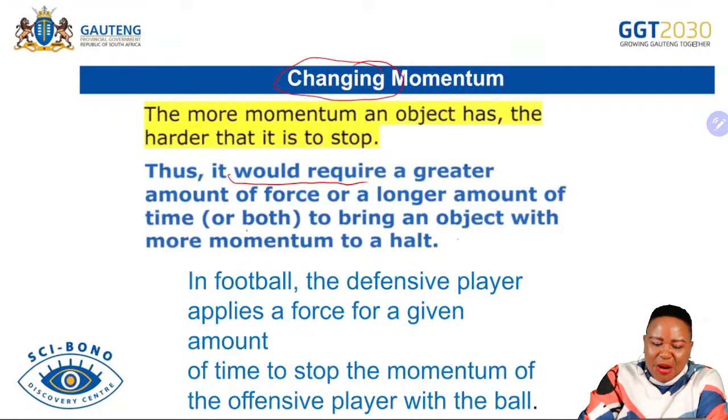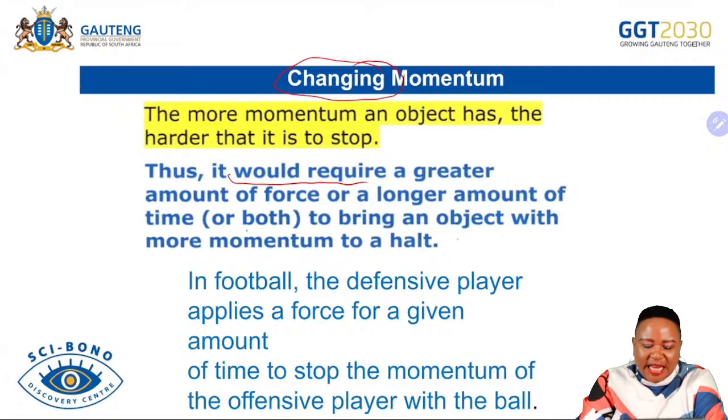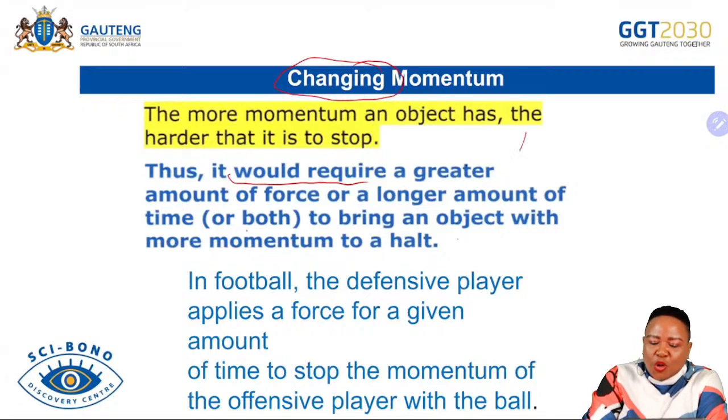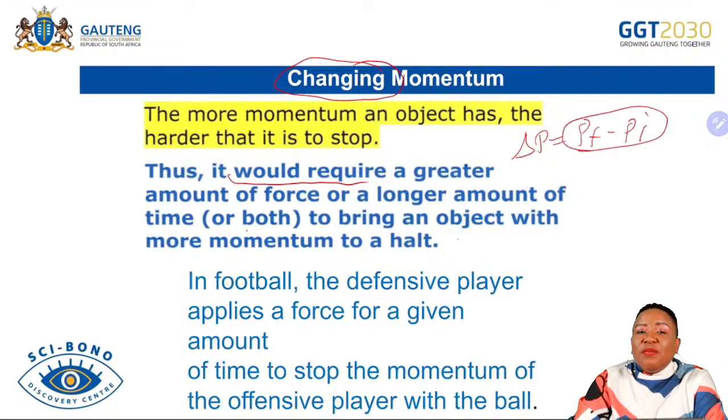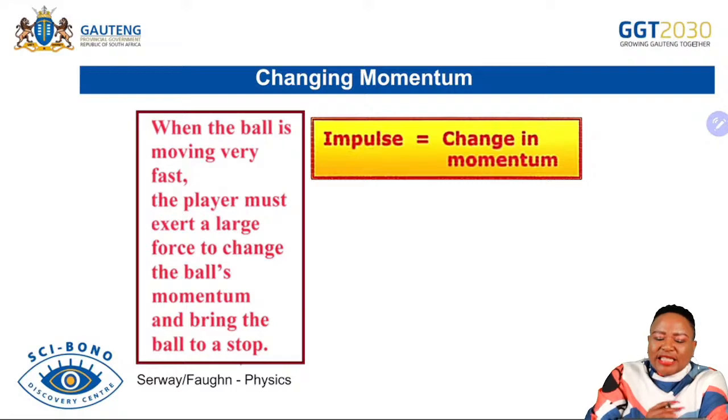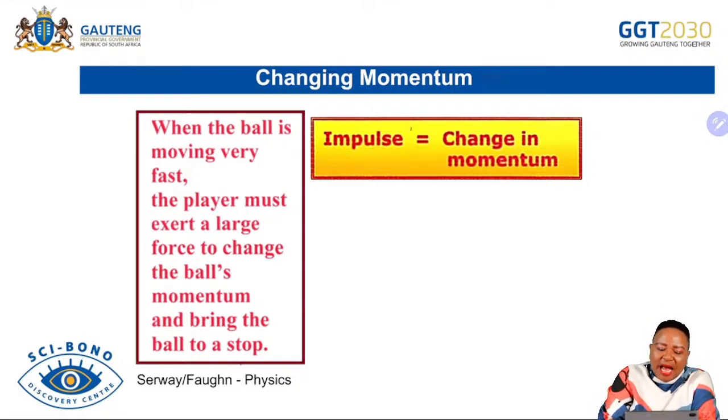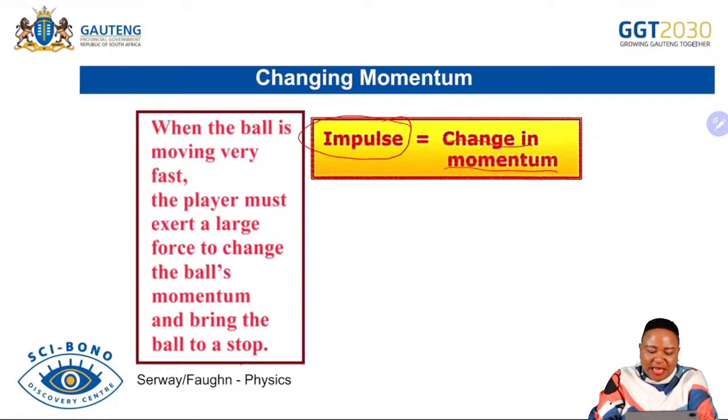With the change in momentum. So we were saying that when we talk about the change, we talk about momentum final subtract momentum initial. So that is what we mean by the change when we look at a final quantity subtract the initial quantity. So what is this change in momentum? Change in momentum is equal to impulse. So impulse is equal to the change in momentum.